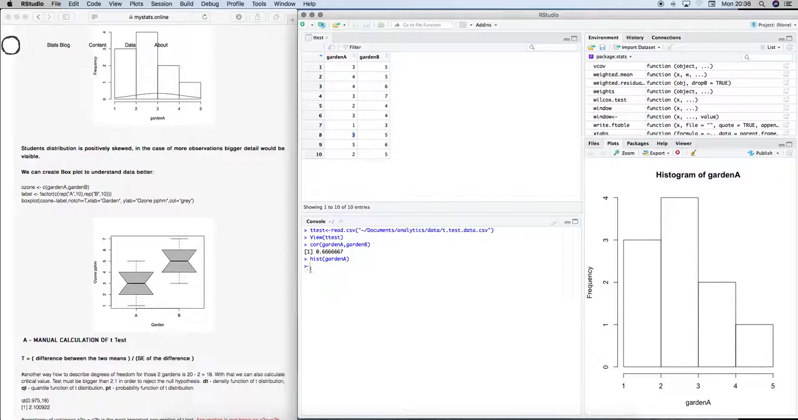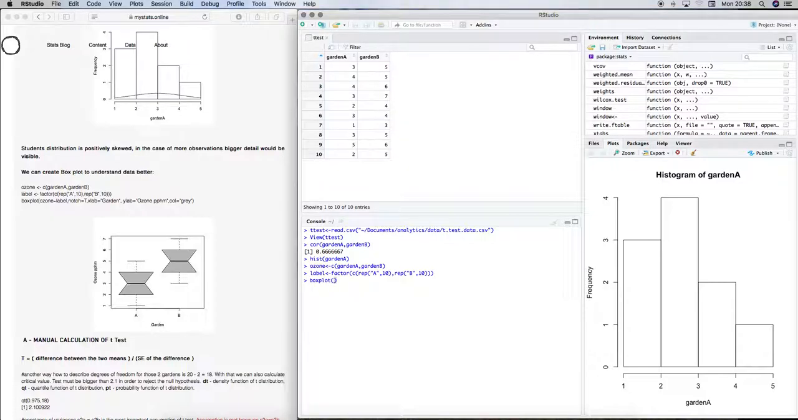A box plot will help us understand where the mean for each garden is. Let's create the object ozone and save there the matrix garden A and garden B. Let's create 10 observations for garden A and 10 observations for garden B. So let's factorize our sample: factor, c, repetition A 10 times and repetition B 10 times.